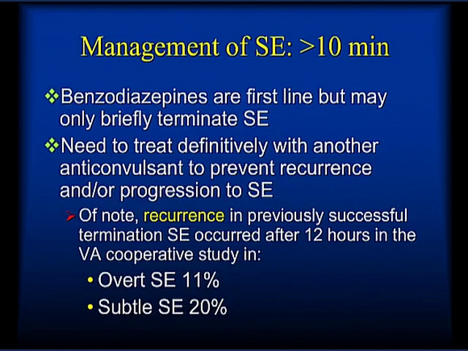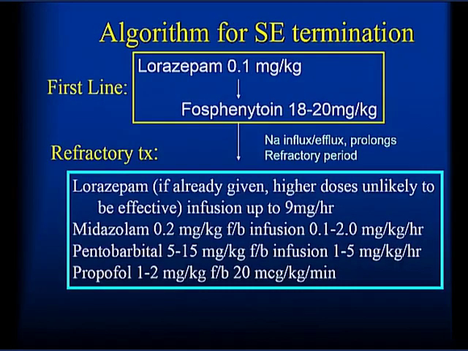Use the benzos as the first line, but they're going to briefly terminate those seizures. You've got to get something else on board, so you want to treat definitively with another anticonvulsant. You have to worry about recurrence after successful termination of status, because they've shown in the VA cooperative study that 11% can go on to have overt seizures and then subtle seizures in 20%. So if they're not waking up again, you need to get an EEG on board. Here's an algorithm you could use: the lorazepam initially, then fosphenytoin, get that on board, at 18 milligrams per kilo.